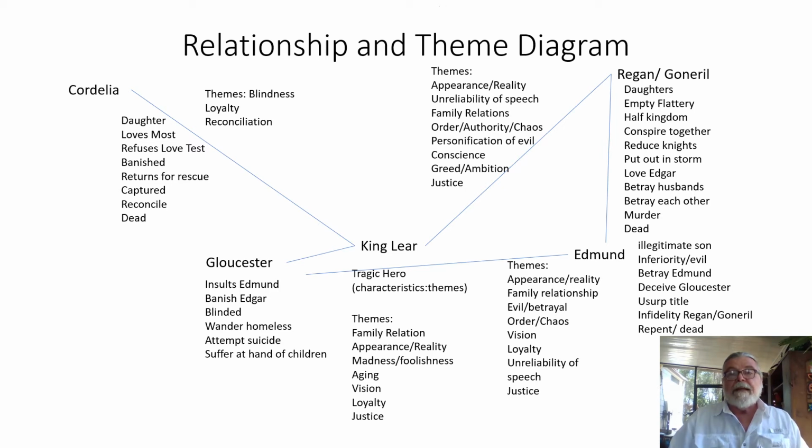Then I did Regan and Goneril. Daughters, empty flattery, half the kingdom, conspire together, reduce his knights, put them out in the storm. They love Edmund, betray their husbands, betray each other, murder and dead. And again, it's a high-level overview of the details that are in my detailed notes, which you should have. And what themes are developed? Appearance versus reality, unreliability of speech, family relations, and so forth. So I can look at this high-level overview, link it to my detailed notes. I can look at the themes that are developed and look at my notes on each individual theme.